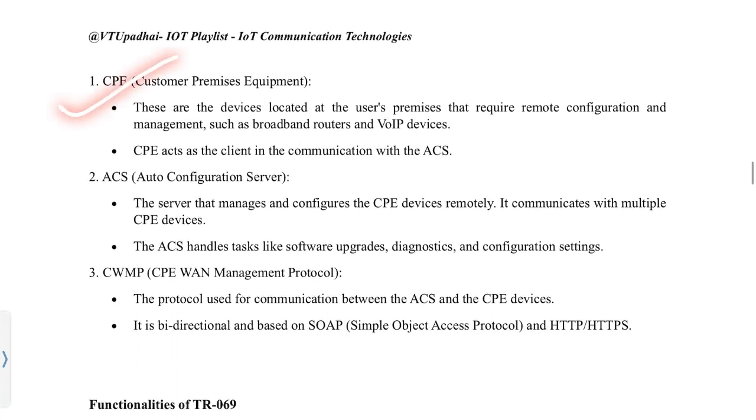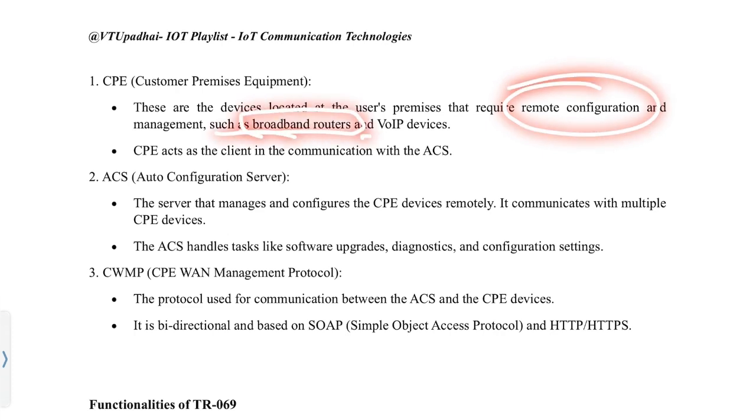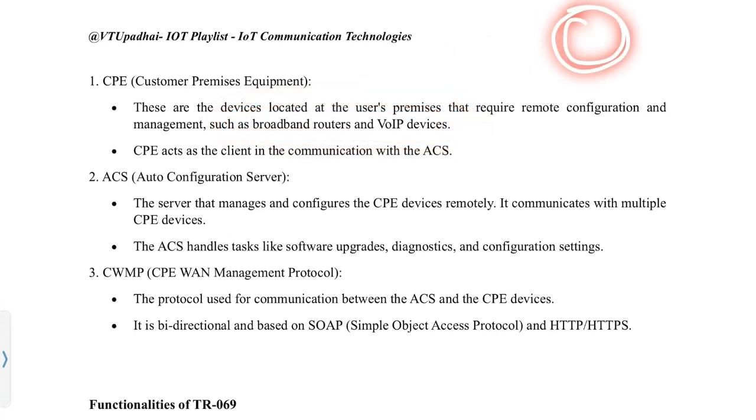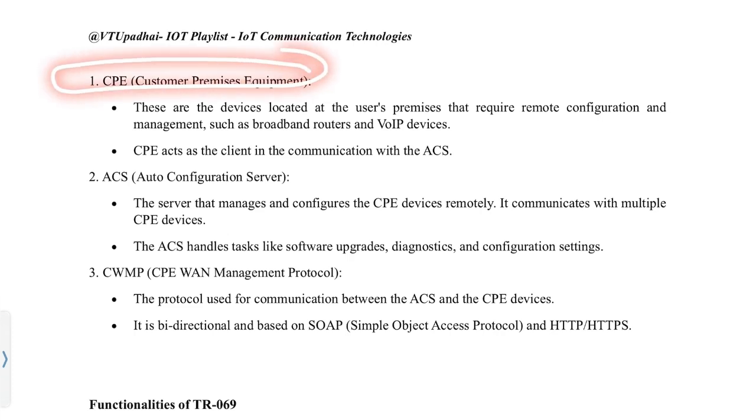First one is customer premises equipment. So customer premises equipments are devices which are located in the customer premises. So they require remote configuration, such as broadband routers or VoIP devices. So these devices or routers have to be such a way that they can be auto configured. So even if I'm sitting at my office, I should be capable to auto configure or perform various operations over your set-top box which is present at your home. In order to achieve that, we'll be making use of customer premises equipments.